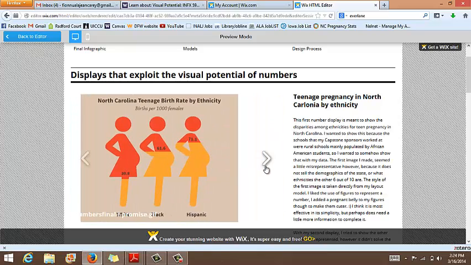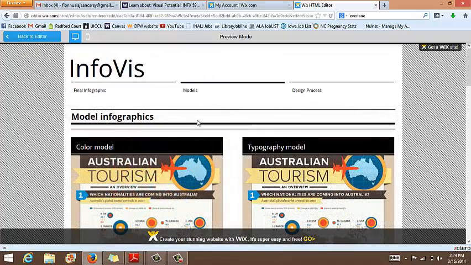So what I ended up doing was creating one figure for each ethnicity that had a high birth rate. And then instead of having a number filled in, I just had a percentage of the figure filled in. So the number potential is exploited by the filling rather than the number of figures.